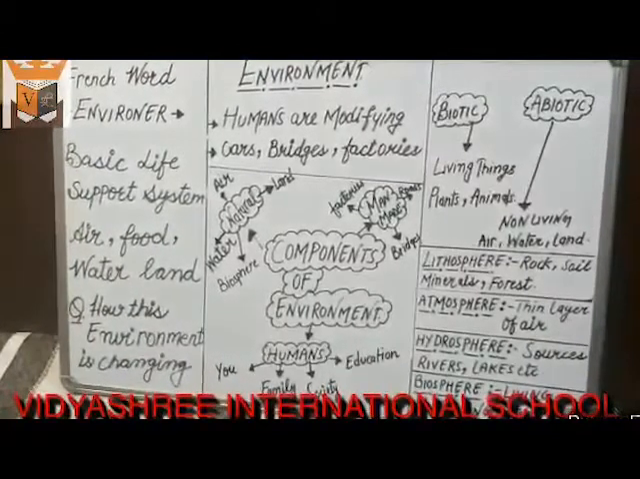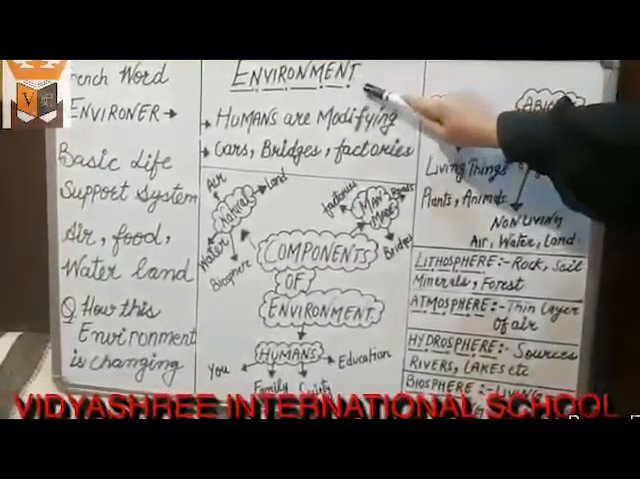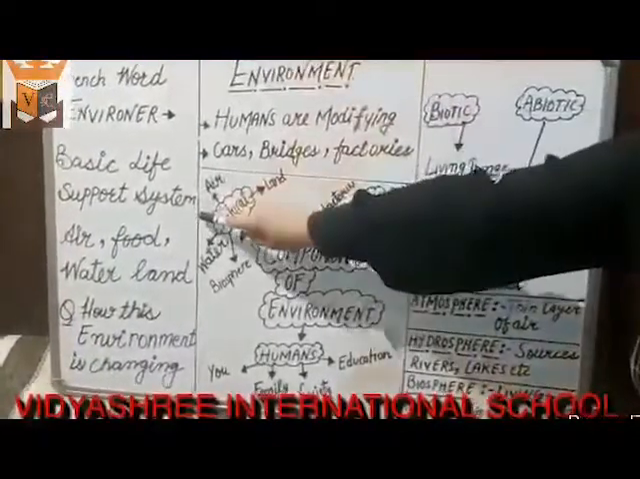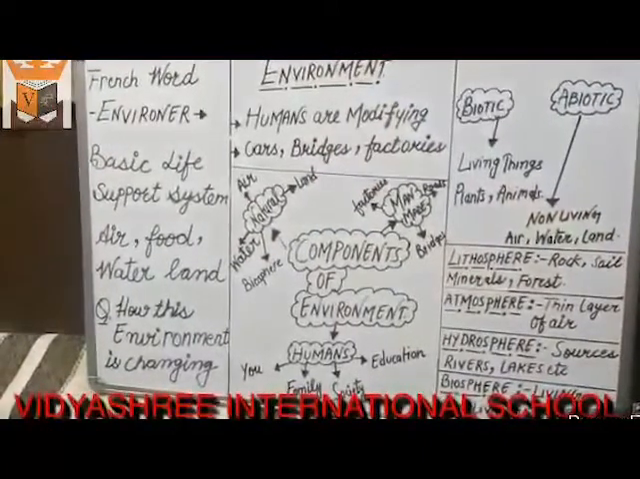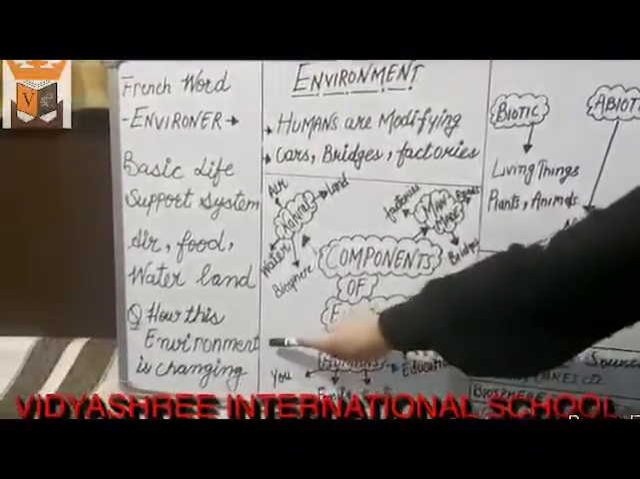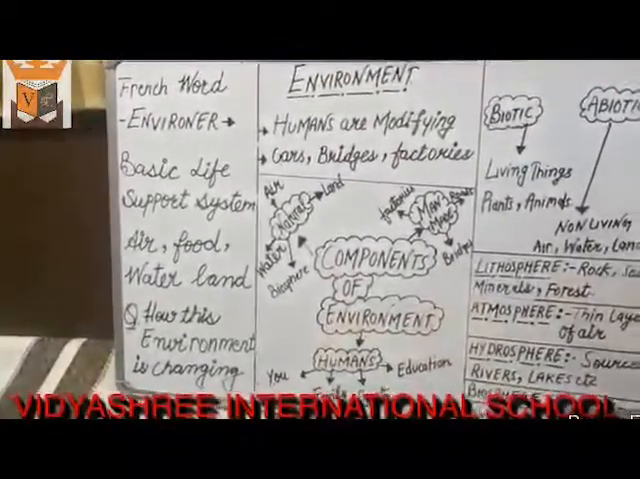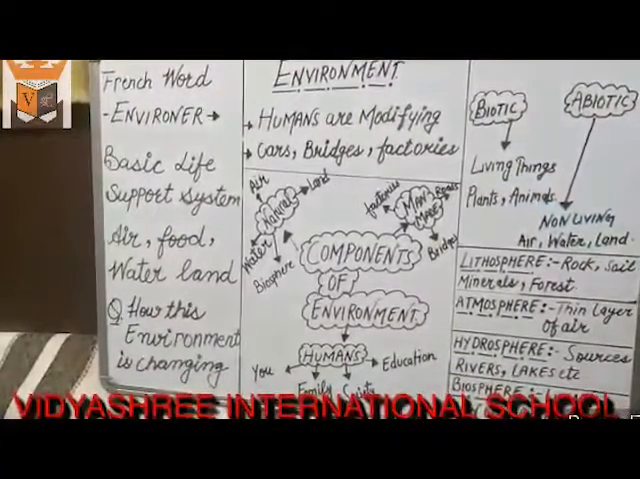So in this chapter we have learned the meaning of environment. Environment is the basic life support system, and without that we cannot survive. Now the next question we discussed today is how this environment is changing and how humans are modifying this environment according to their needs.